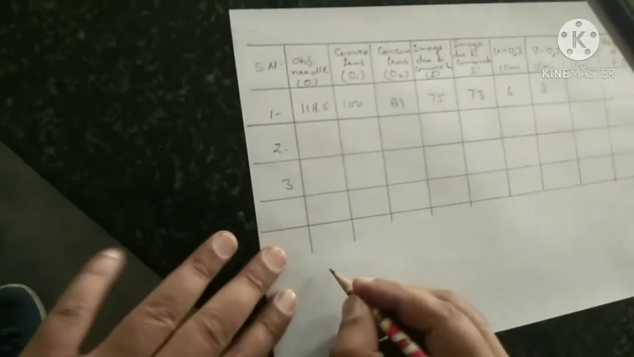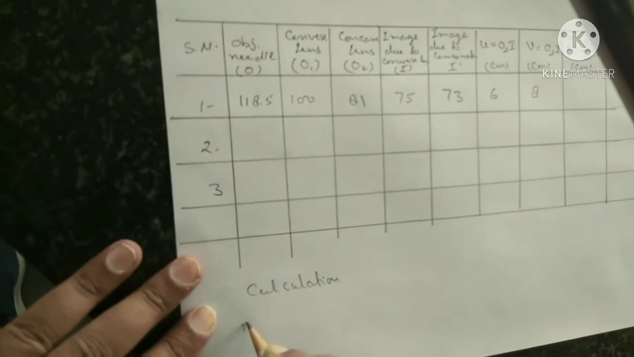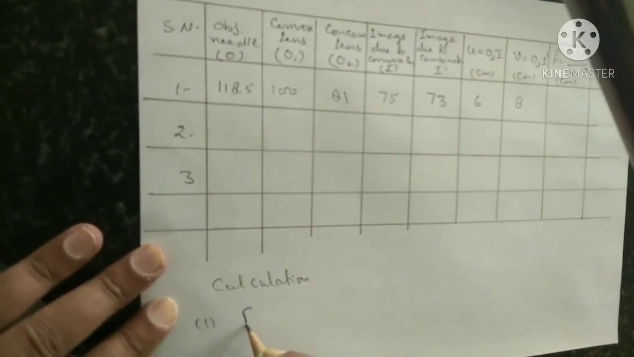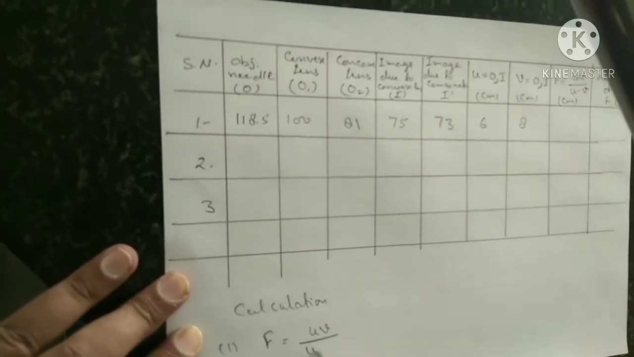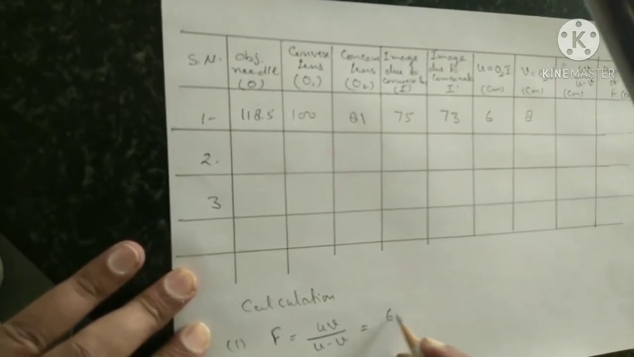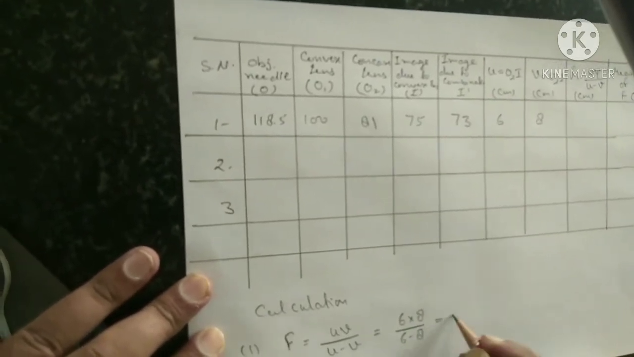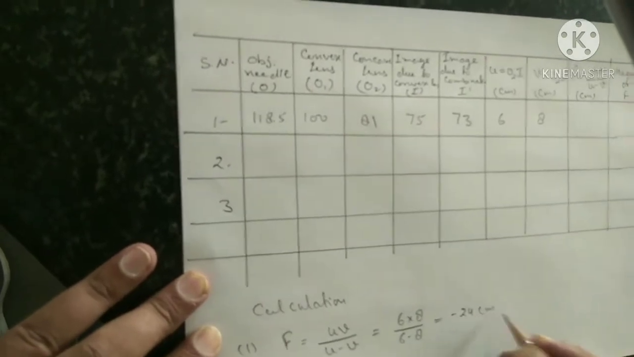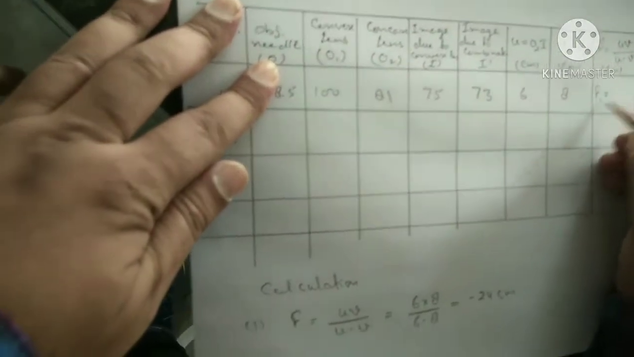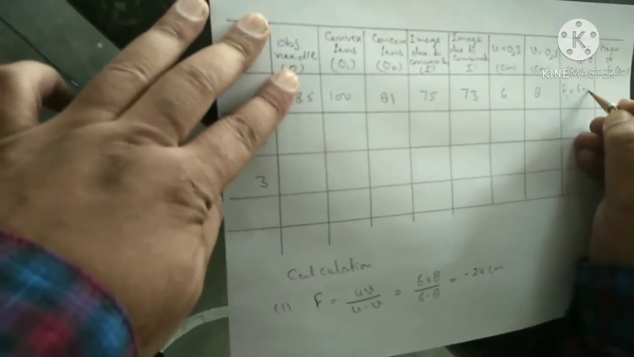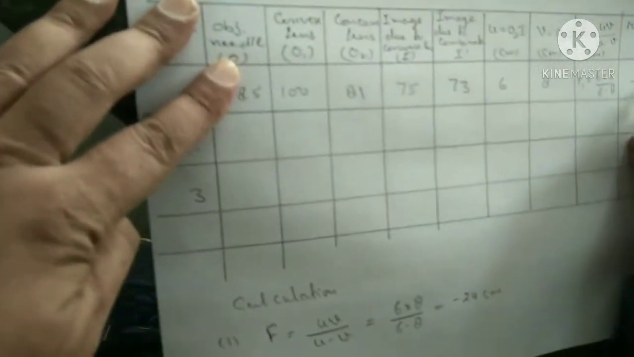For this, f is equal to uv upon u minus v. u is 6, v is 8, so 6 times 8 over 6 minus 8, and it is equal to minus 24 centimeter.